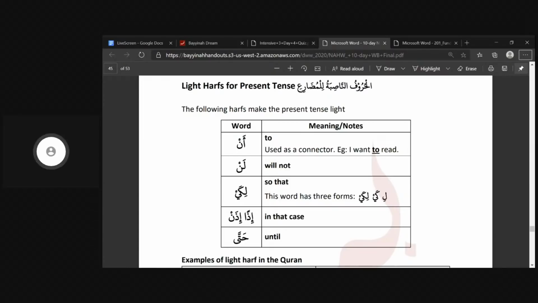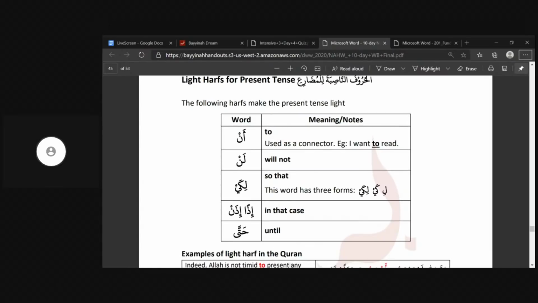These are the harf of light: an, lan, likay, hatta, and idan. Or sorry, an, lan, likay, idan, and hatta. If you see one of these followed by a present tense fi'l, then that present tense fi'l has to be light. Just like when we said, for example, harf of nasab. When we see a harf of nasab followed by an ism, that ism has to be nasab. If we see a harf of light followed by a present tense fi'l, that present tense fi'l has to be light. And we already talked about the effects of what light looks like.